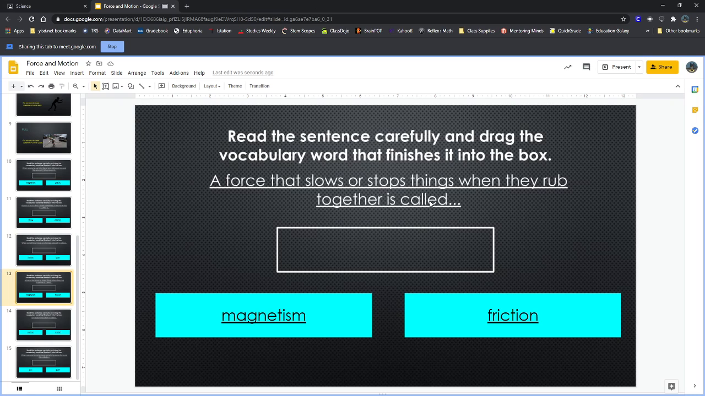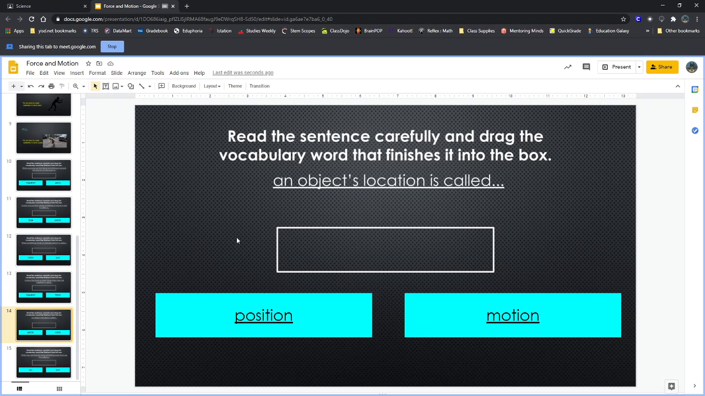A force that slows or stops things when they rub together is called blank. If you think that's magnetism, put it in the box. If you think it's friction, put that in the box. The next sentence says an object's location is called blank. If you think that's called position, put it in the box. If you think it's called motion, put that in the box.